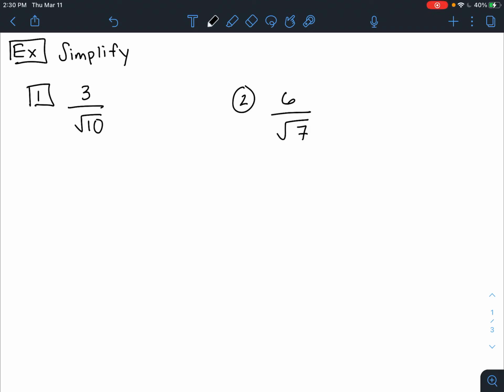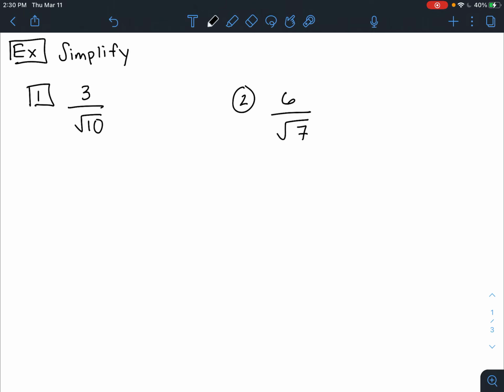Okay, so let's do some more examples of simplifying fractions that have square roots in them. So in other words, we're going to be rationalizing. So we don't want any square roots in the bottom. So if I look at number 1, I have 3 over the square root of 10.